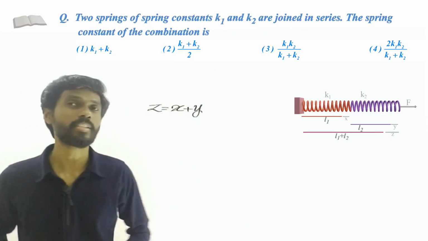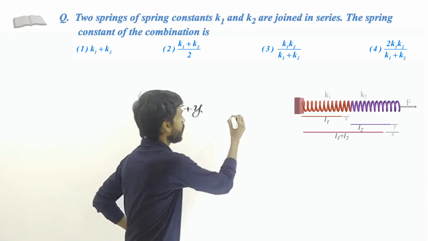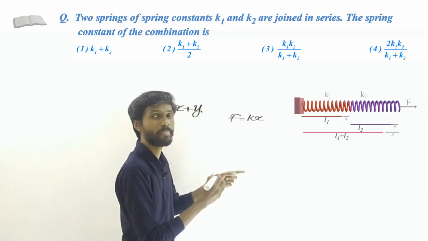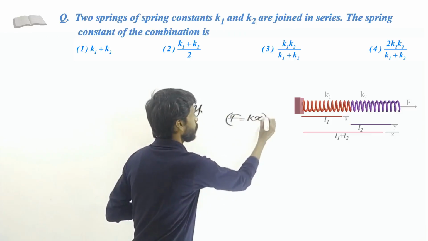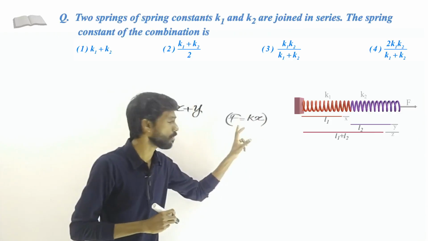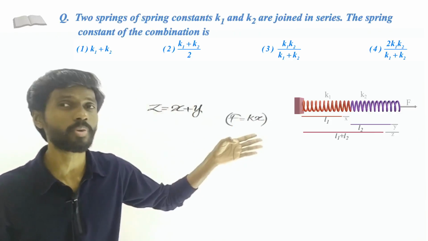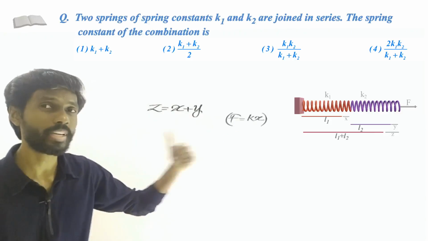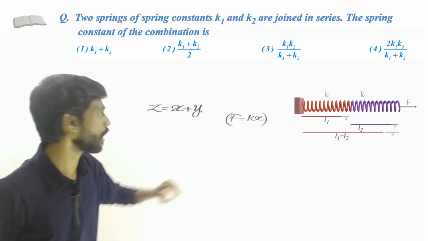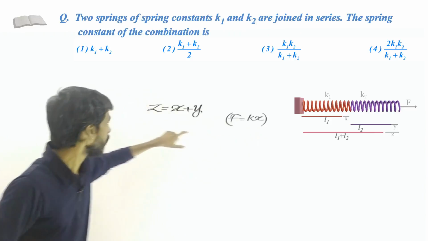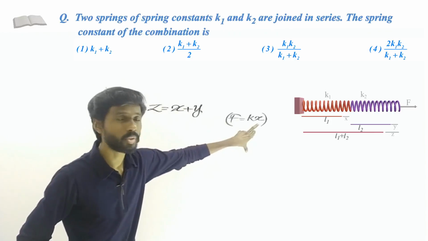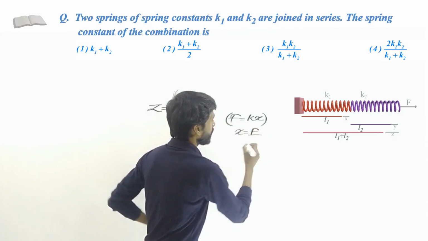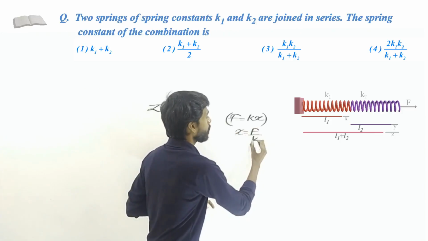Now, we know that the spring force F equals K multiplied by X, the spring constant multiplied by the elongation. This relation we know. That F, the spring force, is the same as the external force, because the force is applied in this direction and the spring force will work in the opposite direction. They have equal magnitude, so F equal to Kx. So what is the value of X here? X equal to F divided by K. So the elongation is the force divided by the spring constant.